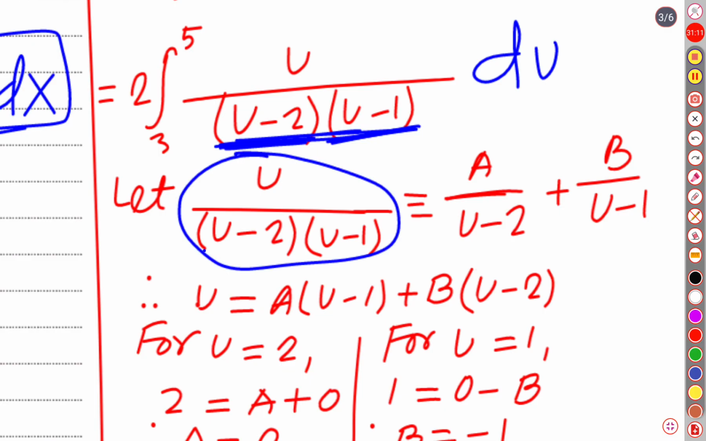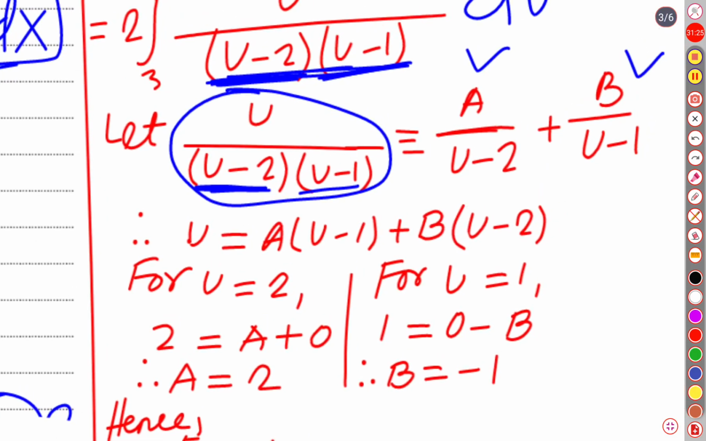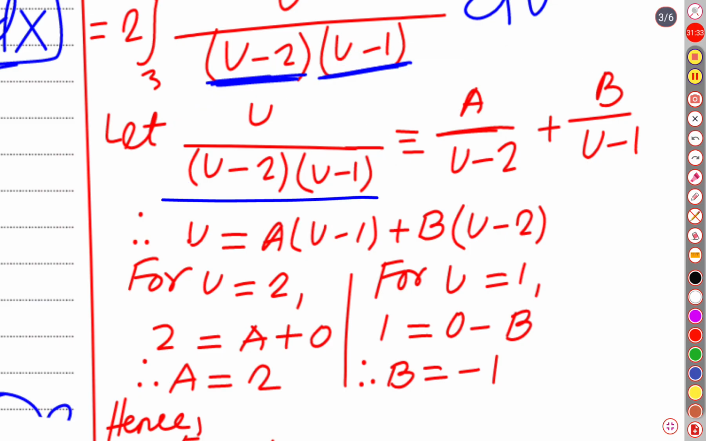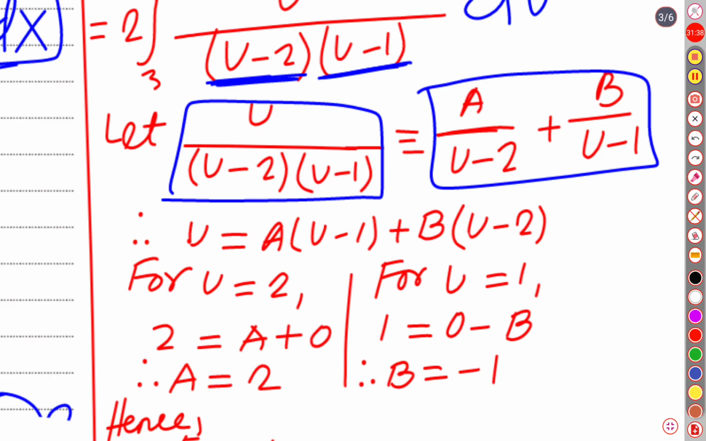So what is the method? This is our function. We just have isolated this denominator. First we have written a over the first factor, plus b over the second factor. This is an equation, this is our left side and this is our right side of the equation. Now if we multiply both sides by our denominator, then this will go away. On the left side there will remain only u.